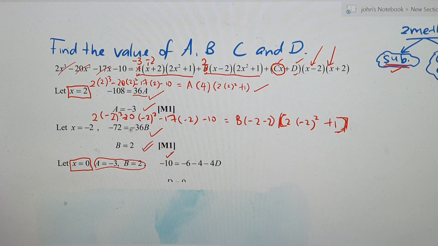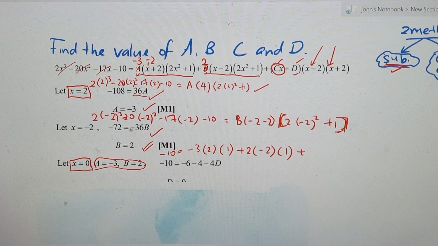Okay, wait. This is minus 10, right? And then this is minus 3. X is 0, so 2. So can you see that when you sub x equals to 0, you get rid of a lot of things, leaving only these numbers.